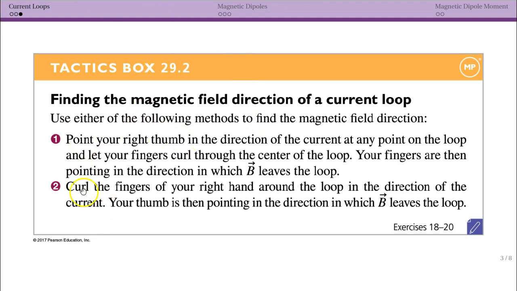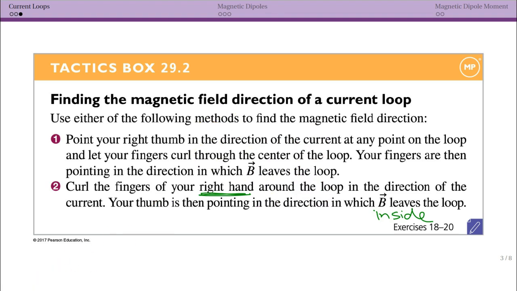So there's two ways that the book presents it, and the one I just described is actually number 2 here, that you're curling the fingers of your right hand. Again, remembering this is the right-hand rule because you must use your right hand. Put down your pencil if you're right-handed. So if you curl your fingers in the direction of the current, your thumb points to the field on the inside. On the other hand, you could point your right thumb in the direction of the current, and the way that your fingers curl around at that point tells you the way that the magnetic field is going.